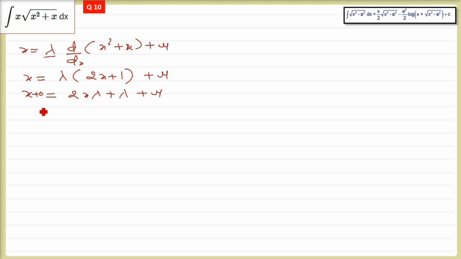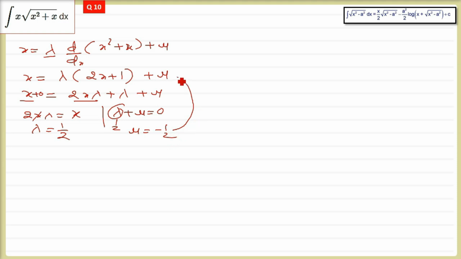So x plus 0 you can assume, because we are equating the similar terms. So 2x lambda will be equal to x, and lambda plus mu will be equal to 0. X you can cancel, lambda will be directly equal to 1 by 2. You can put lambda here as 1 by 2. Mu will be negative 1 by 2. So we have got 1 by 2 and negative 1 by 2. Now place these in place of lambda and mu in equation number 1, which I just indicated. So x equals half of 2x plus 1 minus half, which is actually x only. So there is no change.